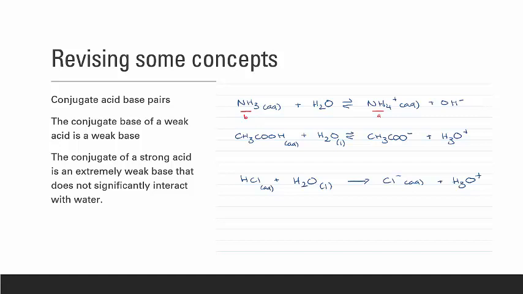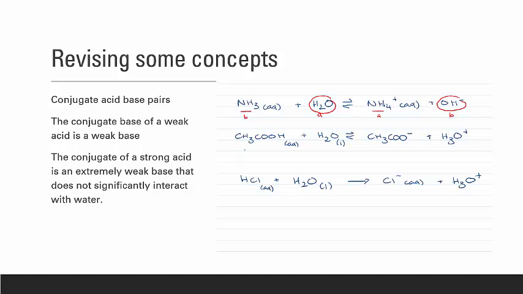In this case, water acts as an acid. When it reacts with ammonia, it loses a H+ ion to form the conjugate base. So if that's the acid, this would be its conjugate base. So to go from acid to base, we lose H+. To go from base to acid, we gain H+.